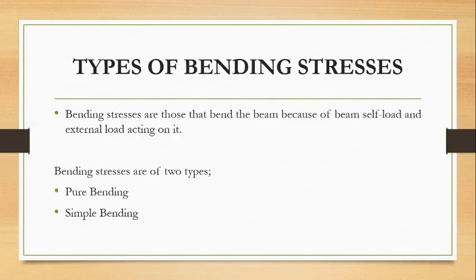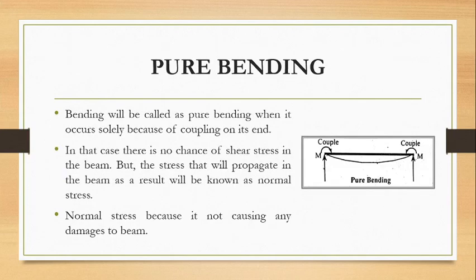Let's discuss first the types of bending stresses. Bending stresses are those that bend the beam because of either the beam's self-load or the external load or force that is acting on it. So bending stresses can be of two types: pure bending stresses or simple bending stresses. What is pure bending stress?